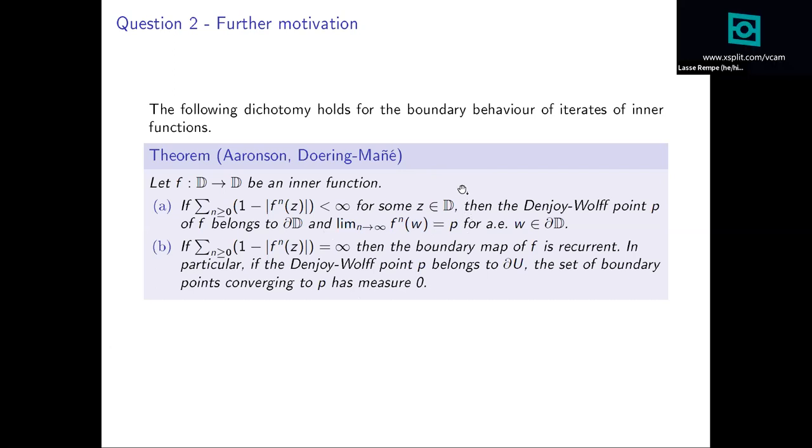So sorry, Vasu, I think you said it and I probably missed it. When you talk about the orbits of the points on the boundary, so you just... If the map is not continuous, this must be understood in the sense of non-tangential limits. Thank you. Okay, yeah, thank you. Thanks, Lasse.